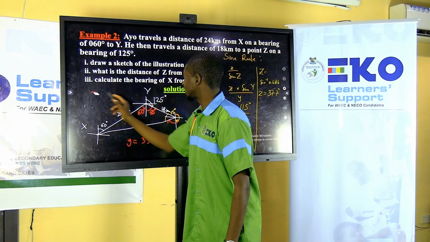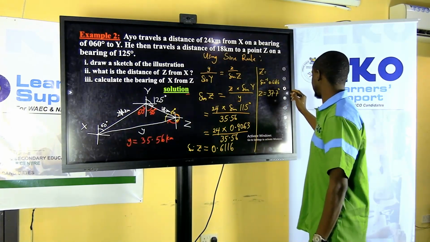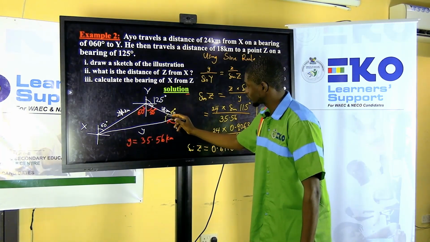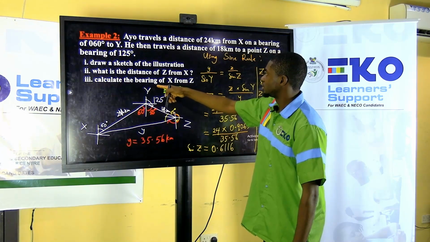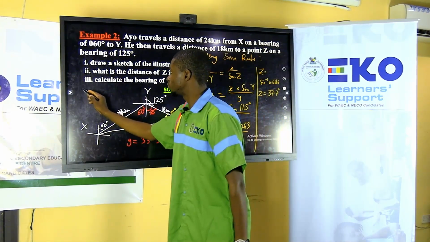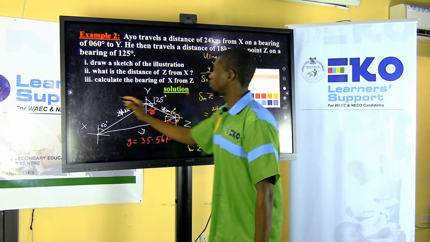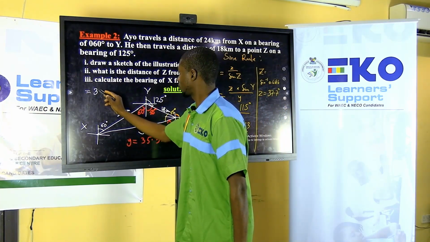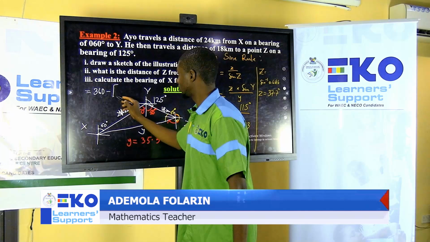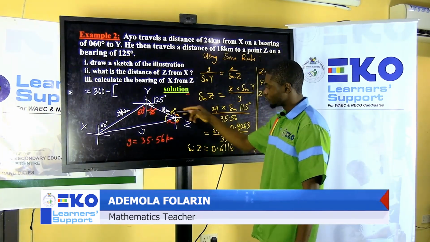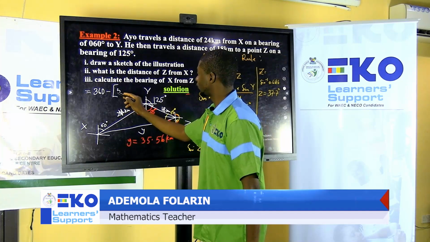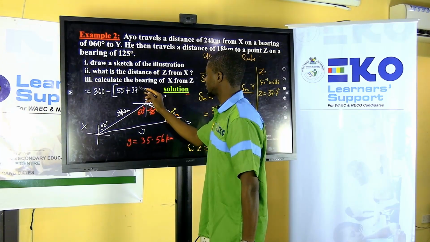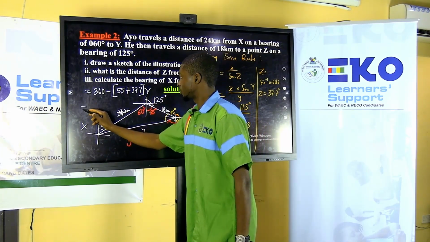Now that we've gotten that, we can then come back to this bearing. Remember we sketched out where we need, so it's not going to be difficult putting it in because we already have an idea of where we are going. This is our concern. We have gotten this. Now our concern, the bearing of x from z, will be equal to 360 minus 55 plus 37.7. So let's do that together.